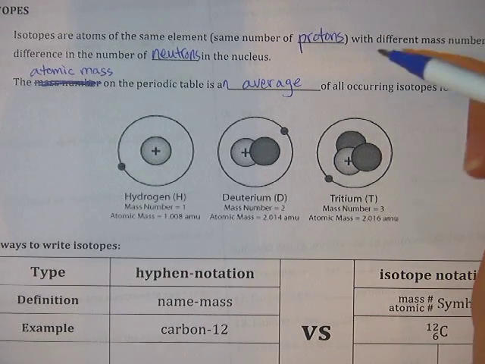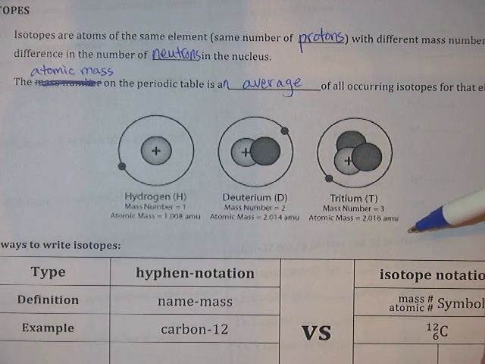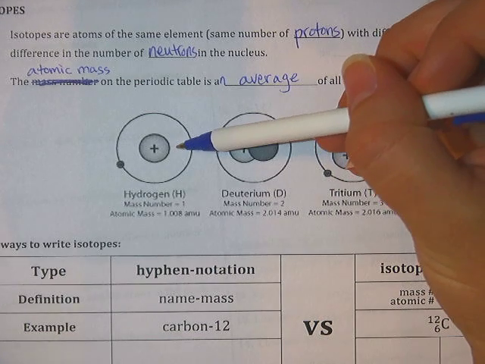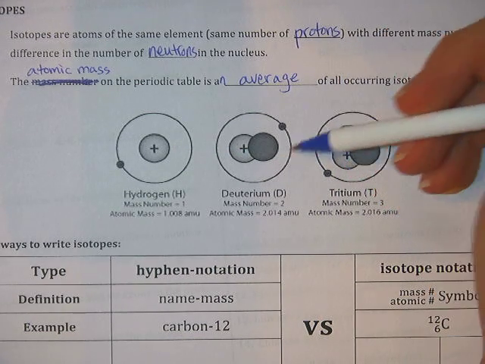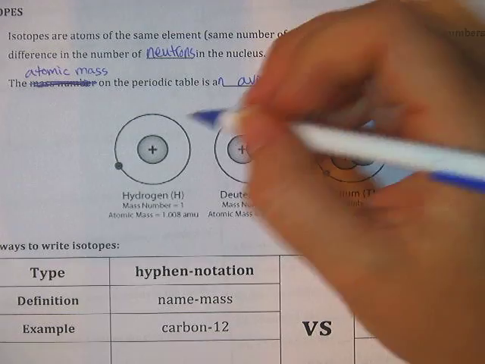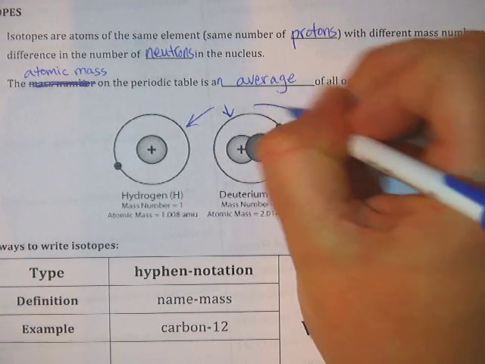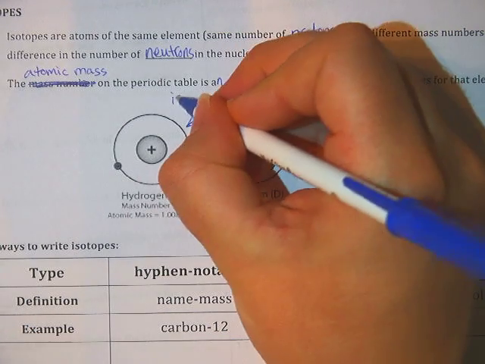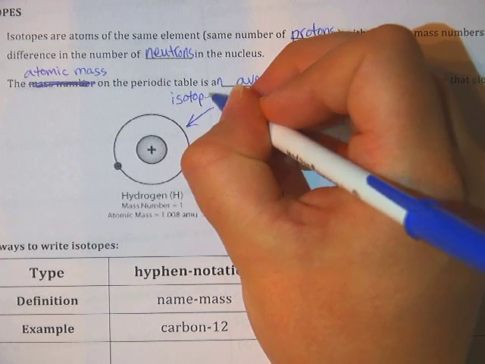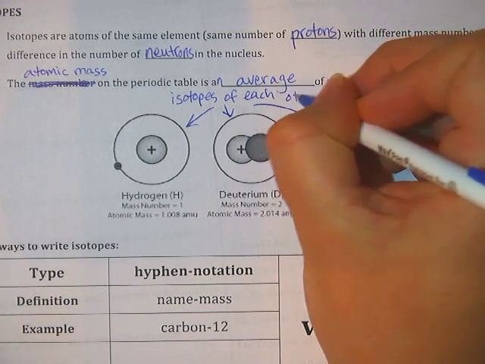But this hydrogen and this hydrogen and this hydrogen, even though they're all hydrogen, they're still different from each other. The first one has no neutrons. Deuterium has 1 neutron, and tritium has 2 neutrons. So these are isotopes of each other. These 3 are isotopes of each other because they are all the same element, but they have different masses.